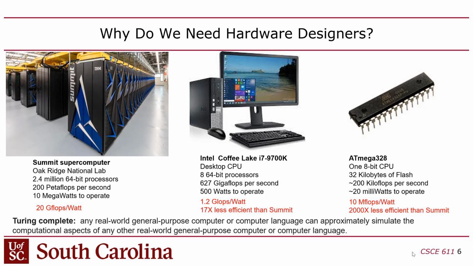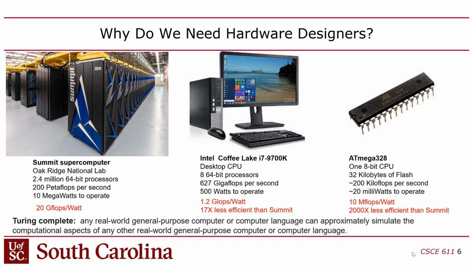It has 2.4 million 64-bit processors in it, all the way down to essentially an Arduino. If you're familiar with Arduinos, they're little 8-bit processors, and they do about 200 kiloflops per second. The supercomputer is 10 megawatts, the Arduino is 20 milliwatts. But any program you can run on the supercomputer, you can run on an Arduino, right? They're all Turing complete. So the question is, why would we need to design new CPUs? What's the point? We've already got ones that do everything we need to do. And there are several different answers to that.